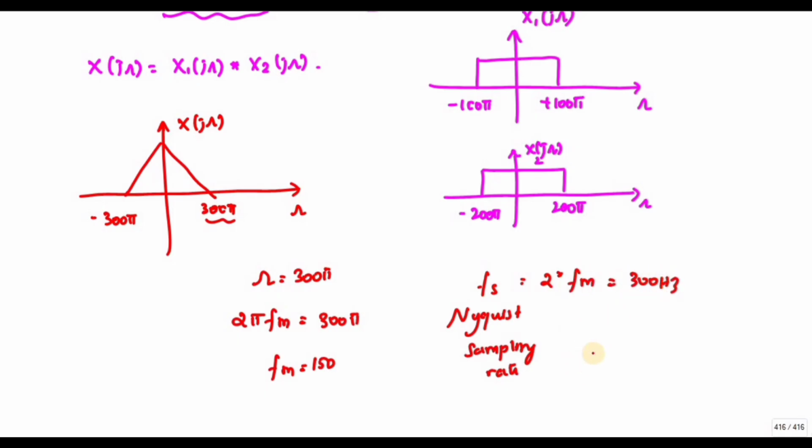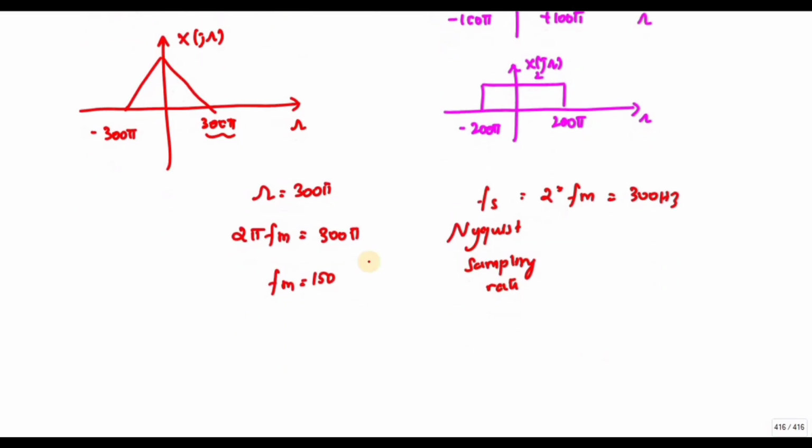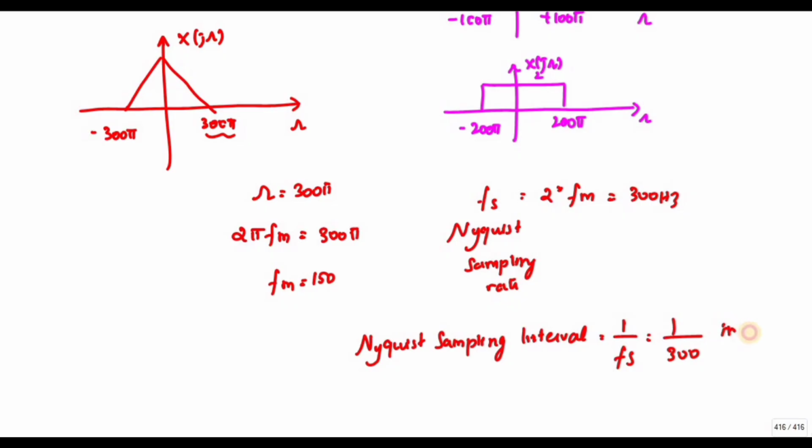And the next one is Nyquist sampling interval. That is 1 divided by fs, which is equal to 1 divided by 300, measured in seconds.